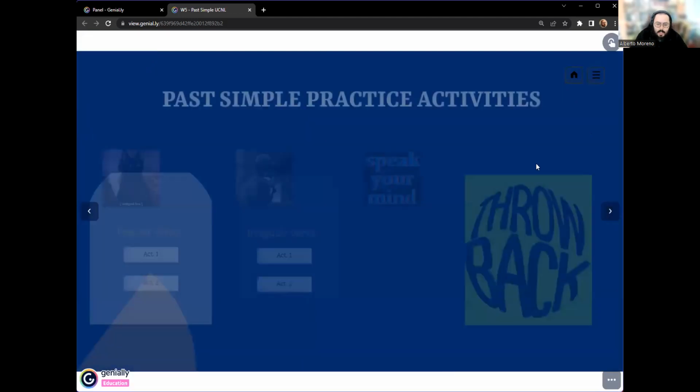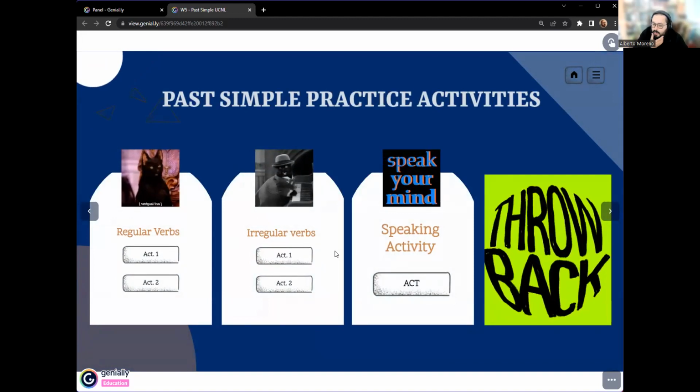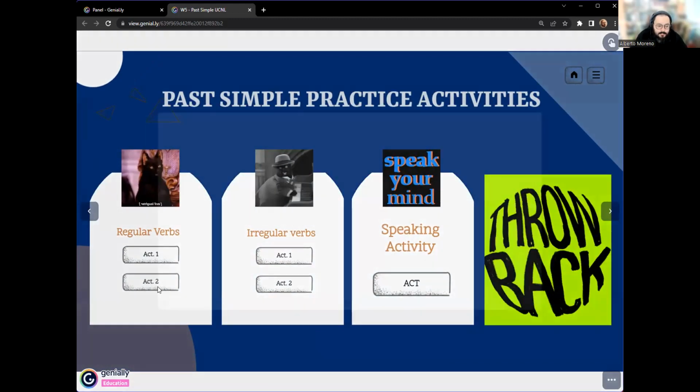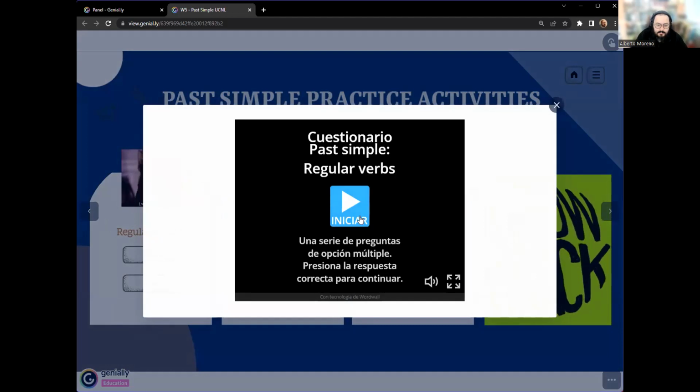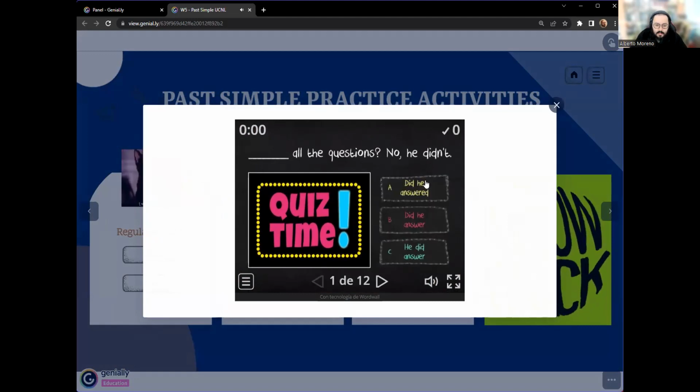Sí, todo bien. So let's continue with the activities. One for regular, one for irregular, and one for speaking. So in here we have the regular verbs. So we have to choose the right answer. Did he answer? Or he did answer? Which is the right option? B. Letter B, that's right.